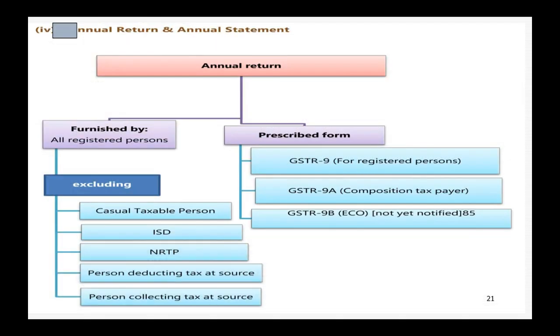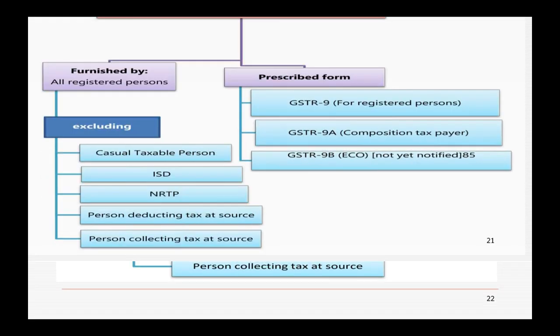Then you will come to the annual return, GSTR-9 and 9C. All registered persons are required to file, but there is no requirement of filing an annual return in case of casual taxpayers, ISD (input service distributors), non-resident taxpayers, and TDS and TCS deductors. 9A is to be filed by the composition dealer, but we will not discuss it. And e-commerce operators, it is not notified, but they are also required to file 9B. But 9 will be the focus of our discussion.